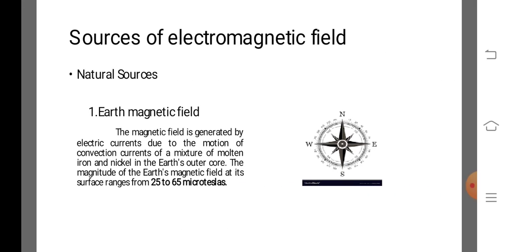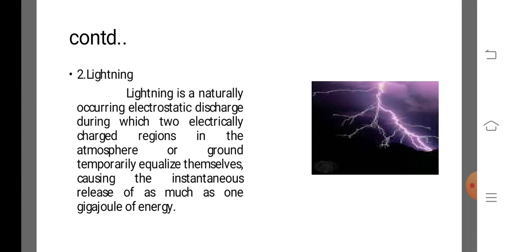Next topic is sources of electromagnetic field. The sources of electromagnetic field have two classifications. One is natural sources, another one is man-made sources. Natural sources contain two classifications. One is earth magnetic field, another one is lightning.